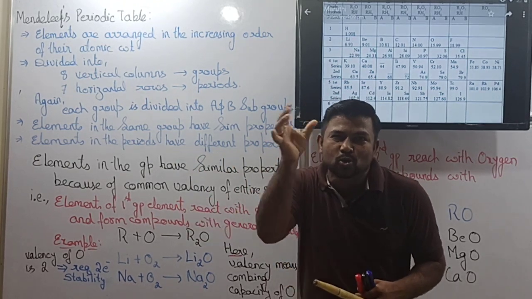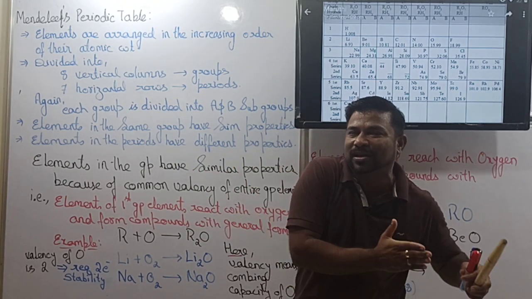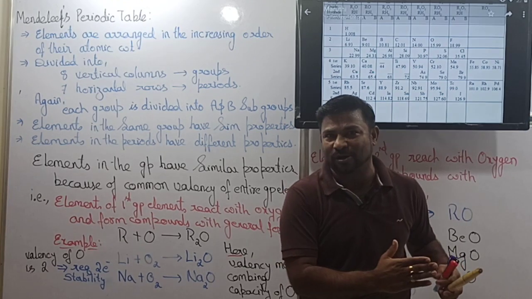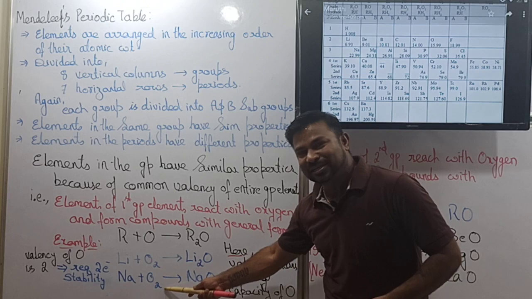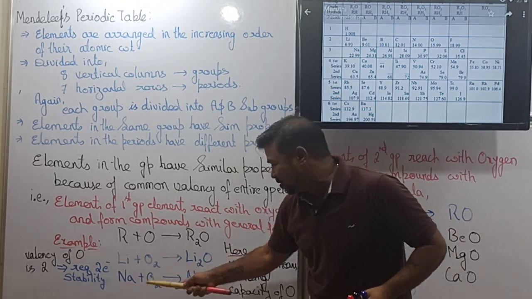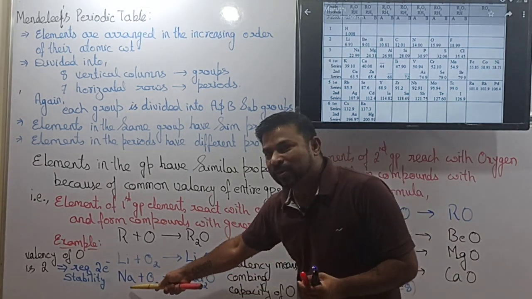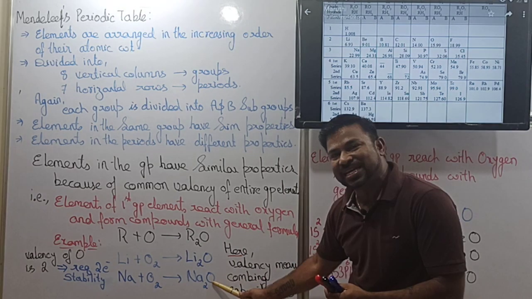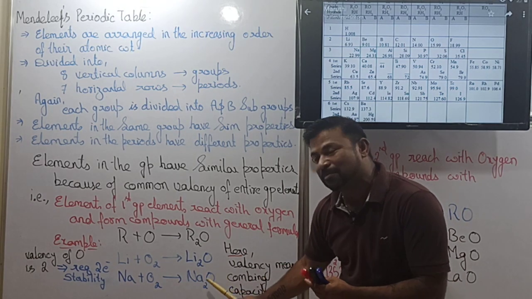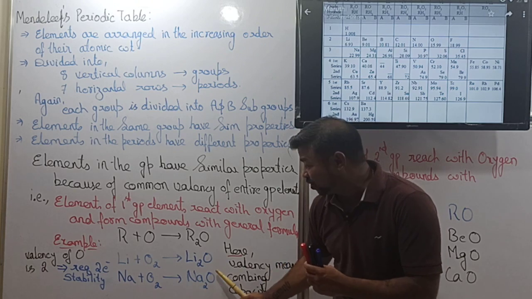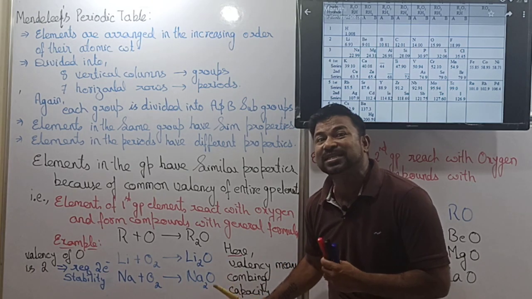It is ready to lose 1 electron to get the stable electronic configuration of neon. That you will get to know in the next coming topics. So oxygen combining with the sodium, right. How many sodiums are combined with oxygen here? 2. How many sodiums are combined with oxygen? 2. Therefore, combining capacity of oxygen is 2.